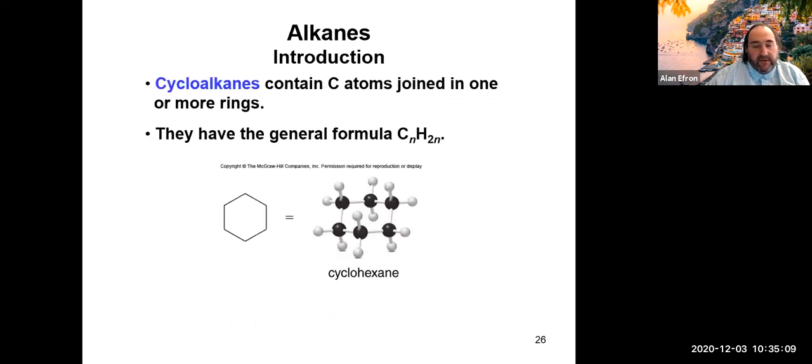Cycloalkanes, as I mentioned earlier as well, are what you get when you close it up into a ring type structure. We do sacrifice a couple of hydrogens in that process, and it has the general formula CnH2n. It actually has the same formula as our alkenes, again because they made that extra bond and we lost a couple of hydrogens.